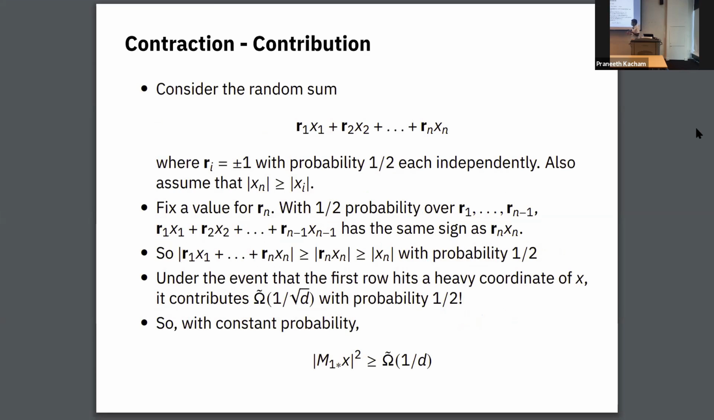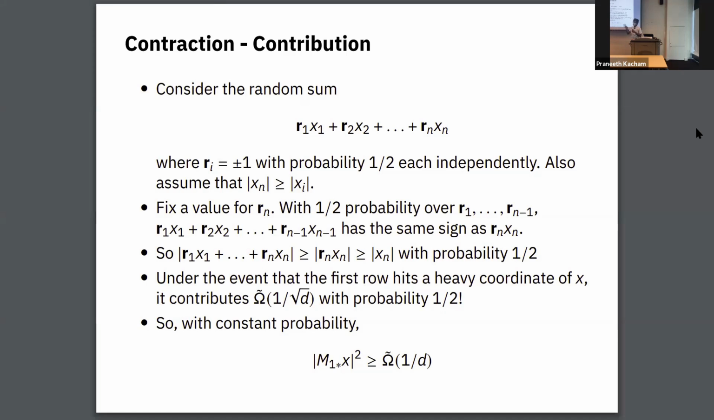So we consider an aside now. What I'm trying to do is show that the Euclidean norm of Mx squared is large, which is just the sum over all the rows of Mi star x squared. I want to show that with good probability, each of these contributions would be large. Now I'm just considering the contribution of the first row, assuming that the first row hits the large coordinates of x. So now consider a random sum.